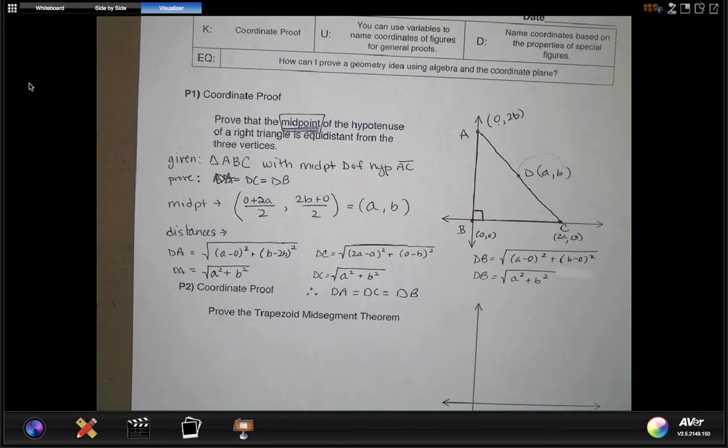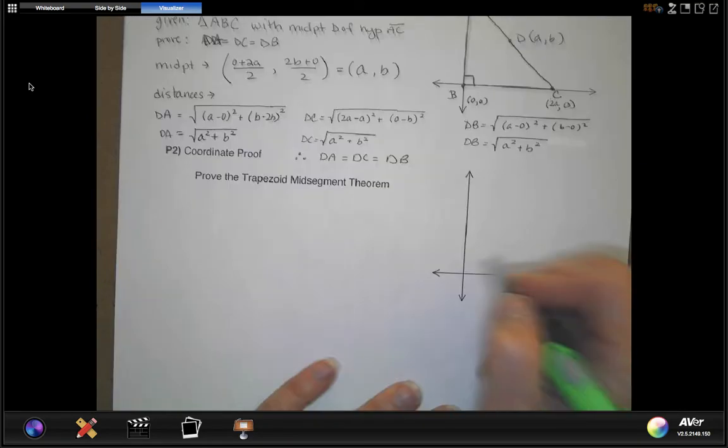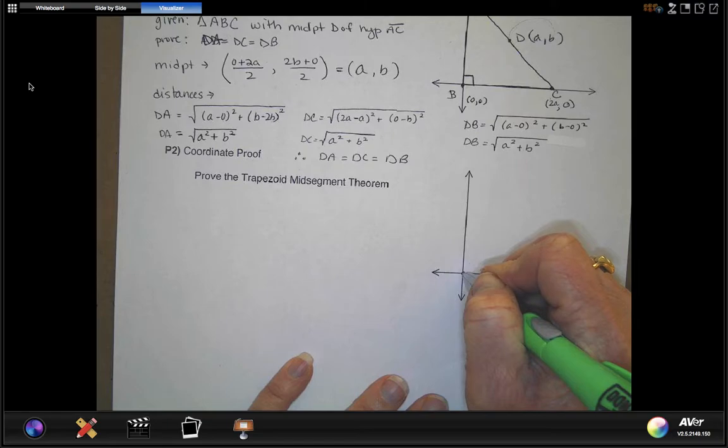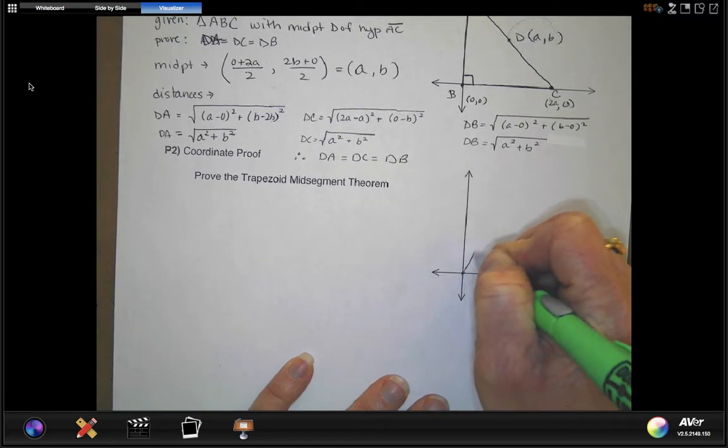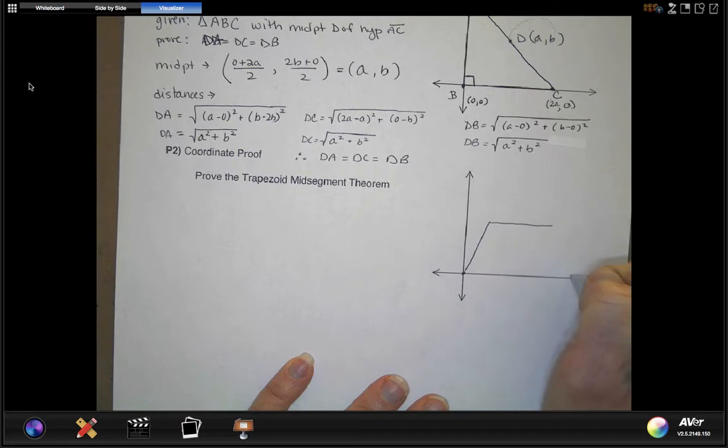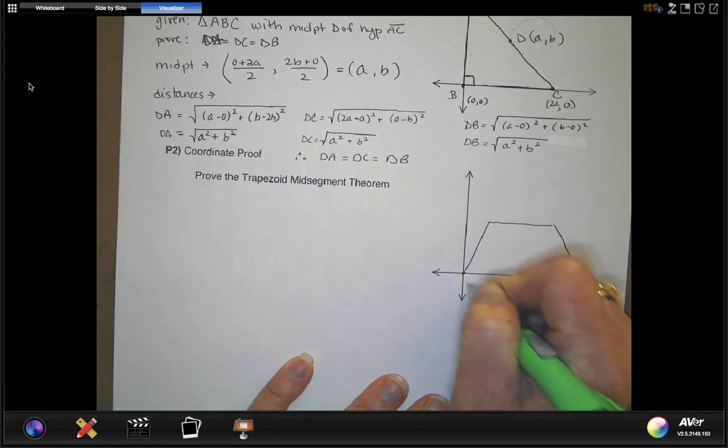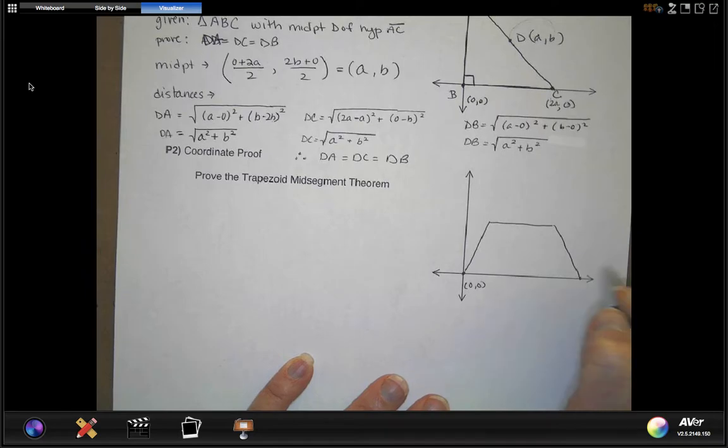All right, the next one, I want to prove the trapezoid midsegment theorem. This one's going to be a little longer because in that midsegment theorem, 1, I have to show that the midsegment is parallel to the other two bases. 2, I have to show that the midsegment is half of the other two bases added up. So I need a trapezoid. I'm going to put the one corner at the origin. So this is 0, 0. Again, I'm finding a midsegment, so I might as well use those 2's again. So 2a, 0.